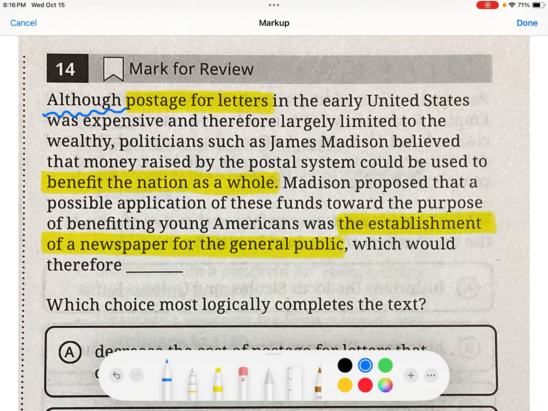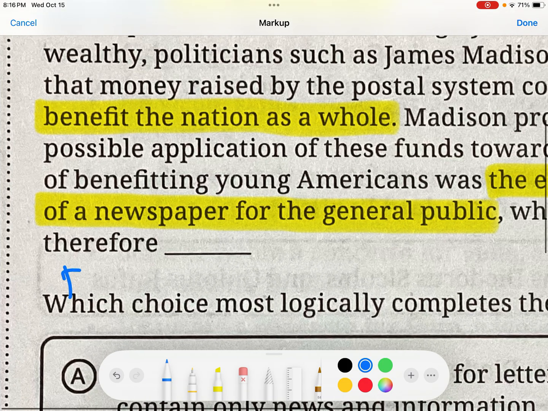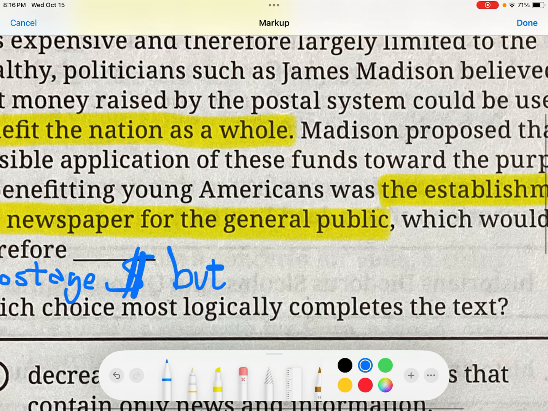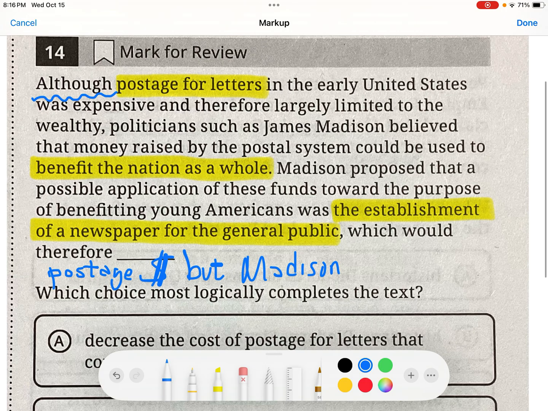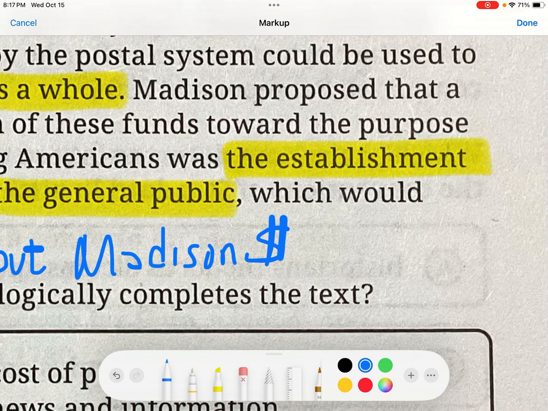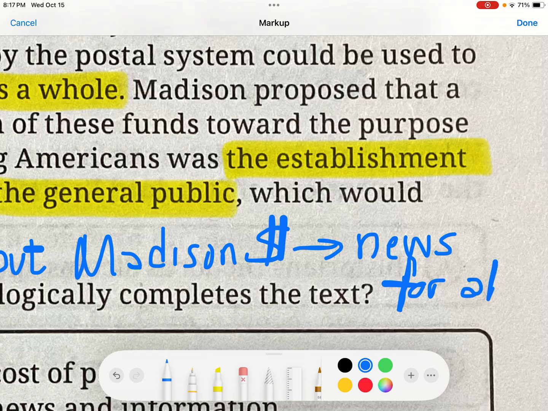Okay, Princeton recommends that we pause here and annotate and try to figure out overall what is the main topic of this paragraph and what's being said about it, and to combine all these things together. So, postage was expensive. Postage cost a lot of money, but Madison thought that the revenue could be used to create a newspaper for everyone, not just for rich people.